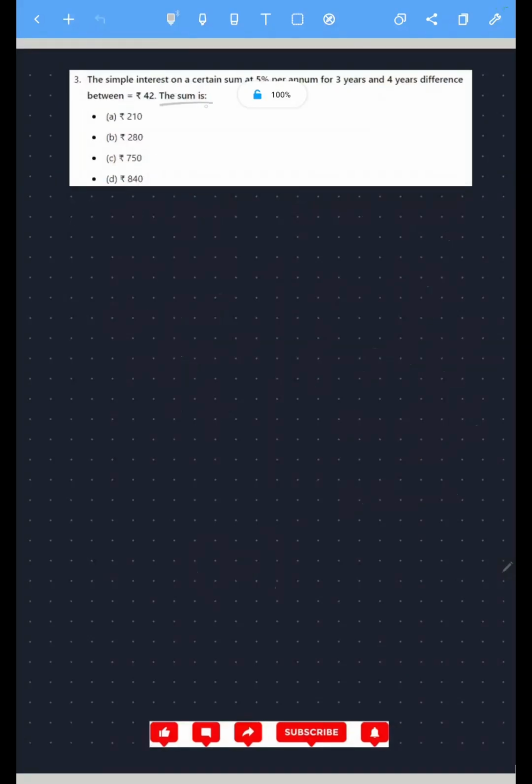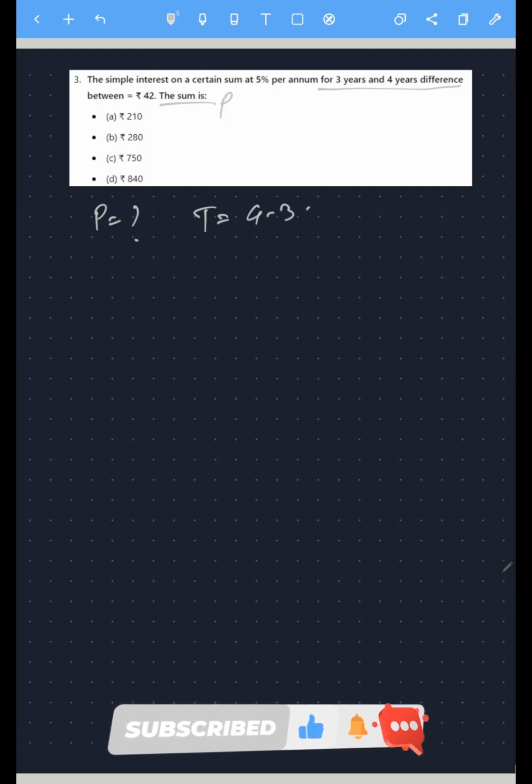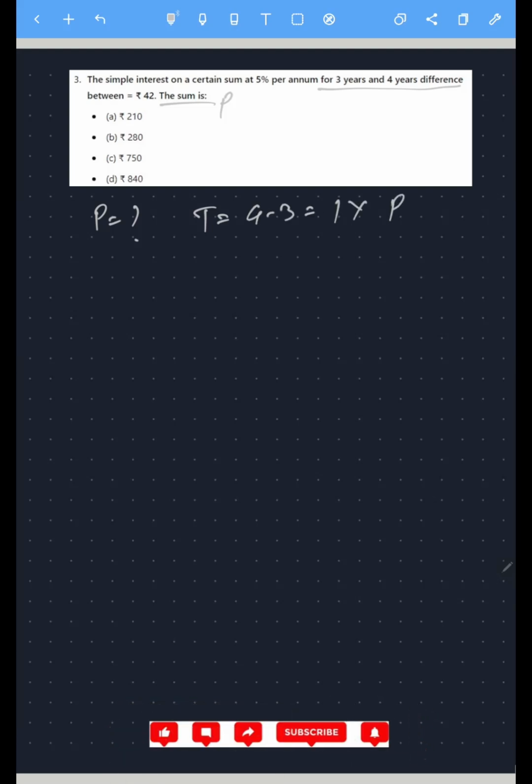What is asked in this question? The sum is asked, that is nothing but principal, so principal is equal to question mark. Time is the difference between 3 and 4 years, that is 4 minus 3, that is equal to 1 year of time. Rate is given as 5% and interest is also given as 42.